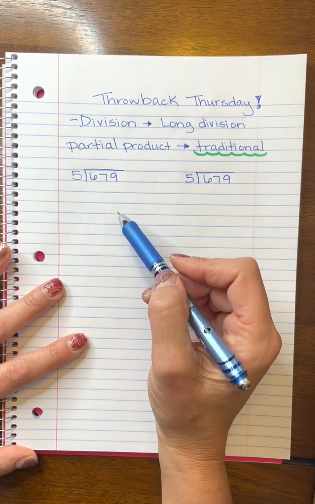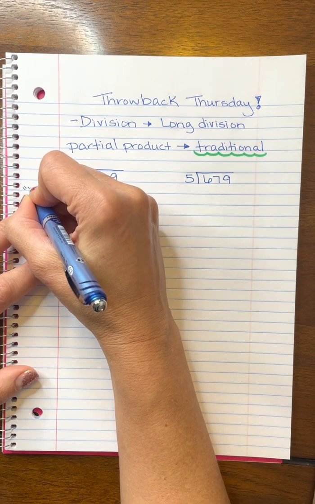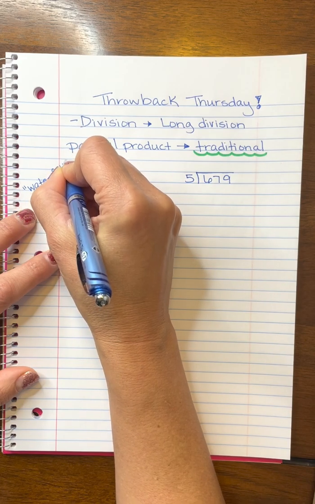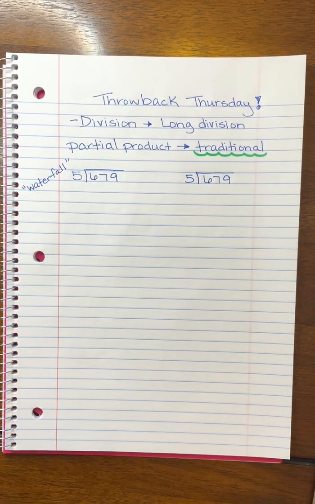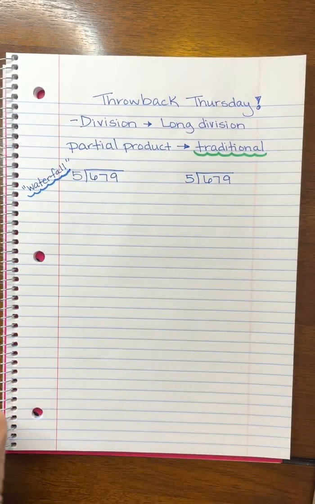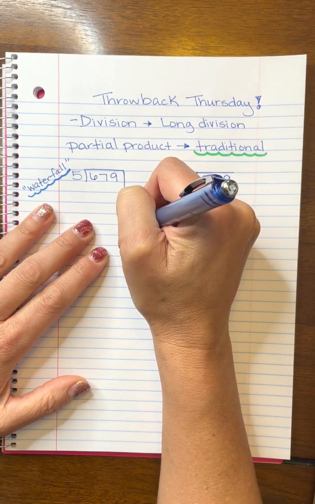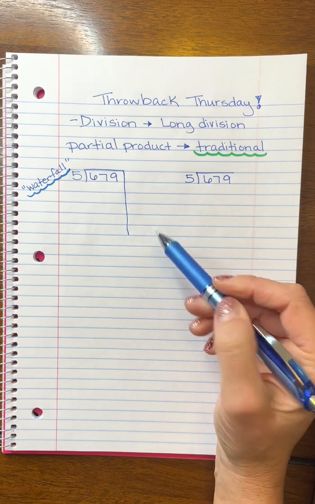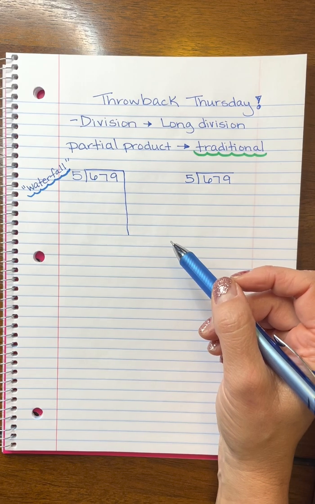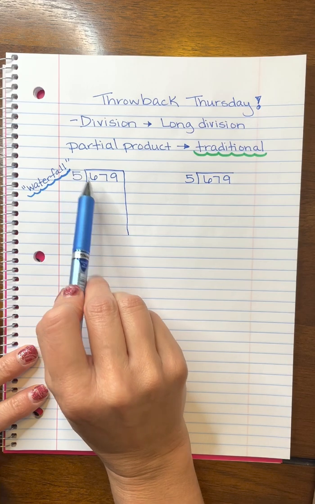When we do partial product, we do a fun little thing called the waterfall. I know that seems silly, but that is what it is called. The reason it's called a waterfall is because I'm going to go ahead and draw myself a little cliff, like a waterfall right there. I know, just stick with me. I know it seems a little crazy.